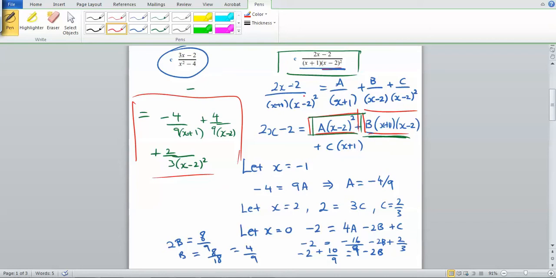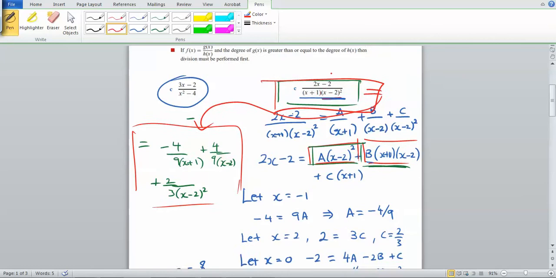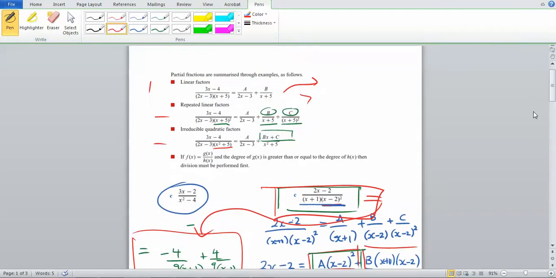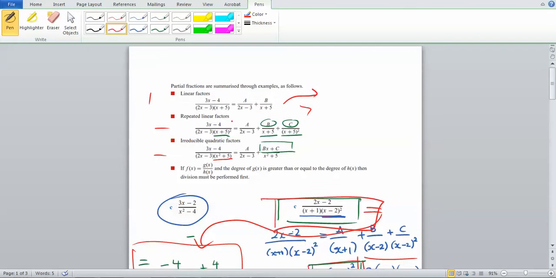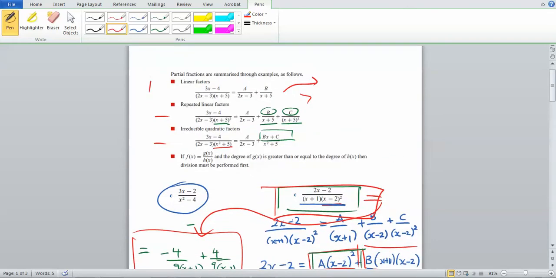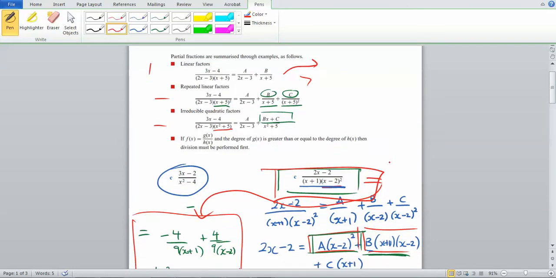And you can see there that this expression can now be equal to this thing over here. So that's using cases 1 and 3, which is linear factors, and 1 and 2, which is linear and repeated linear.